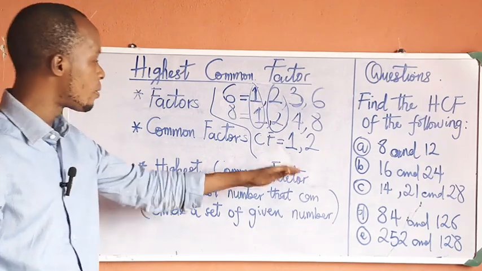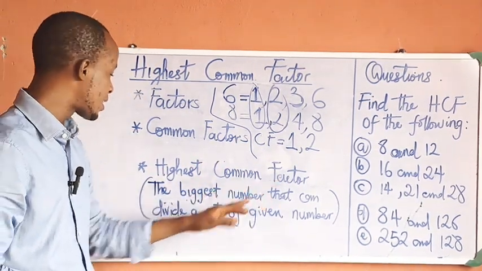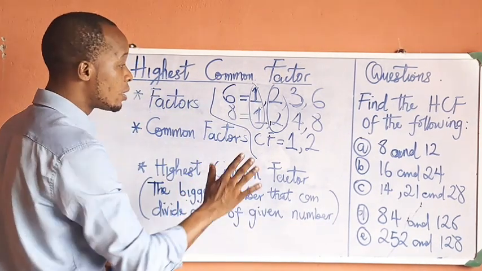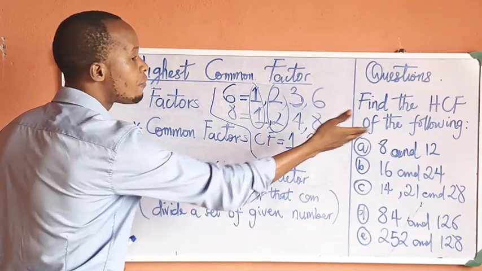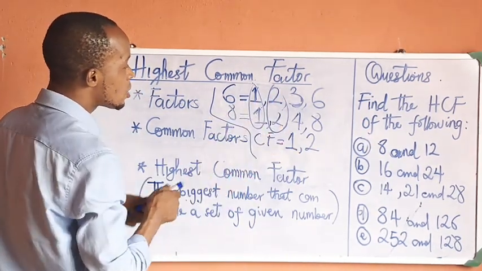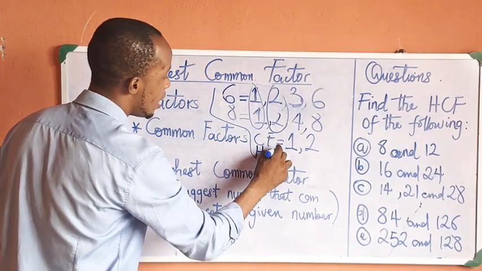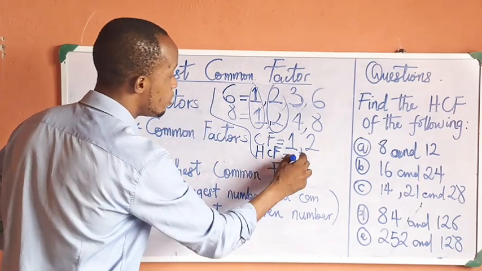What is the highest common factor? The highest common factor is the biggest number that can divide a set of given numbers. In other words, having calculated your common factors, the biggest number of the common factors is the highest common factor. In this case, the HCF, the highest common factor of 6 and 8, will be 2.